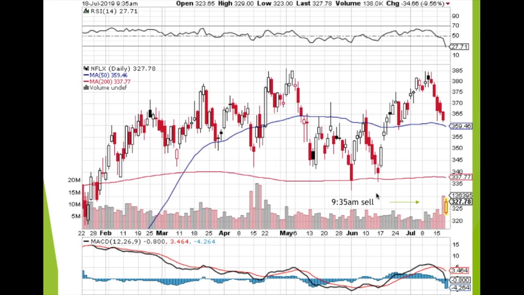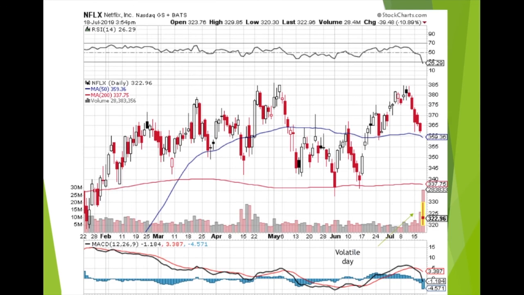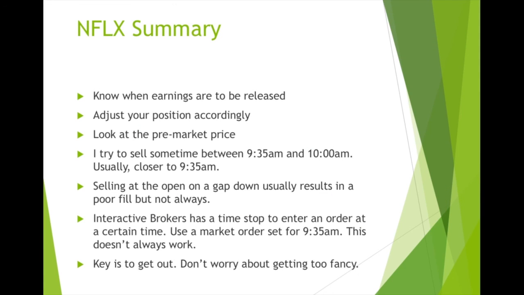So an advanced strategy would be to try to get out between 9:35 and 10 a.m. Now this is very advanced. If it's too advanced for you, just sell it at 9:30, okay? But what I do is I try to get out between 9:35 and 10 a.m. I set it up with my broker and put in an order. If I know the stock's going to gap down, I'll put in the order to trigger at 9:35.